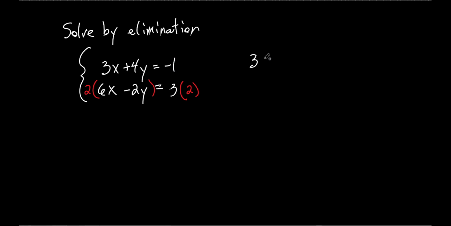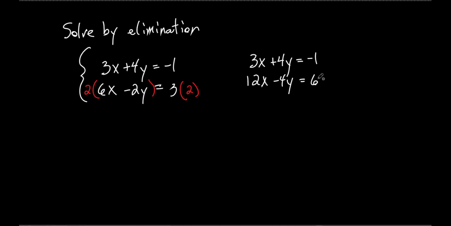Let's rewrite it. I got 3x plus 4y equals negative 1. And then what's this going to be? 12x minus 4y. That's what we were trying for right there. That's the whole reason why we multiplied everything by 2. So we got that to be a negative 4y equals 6.